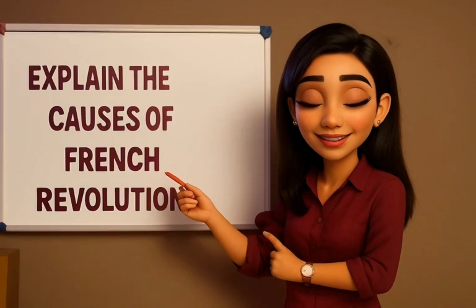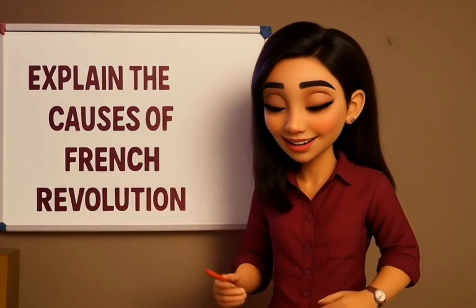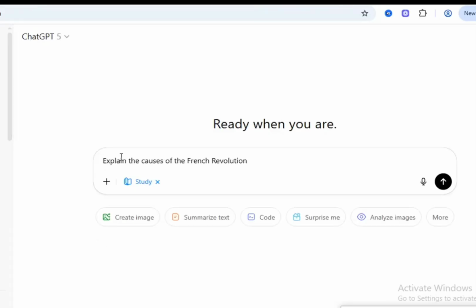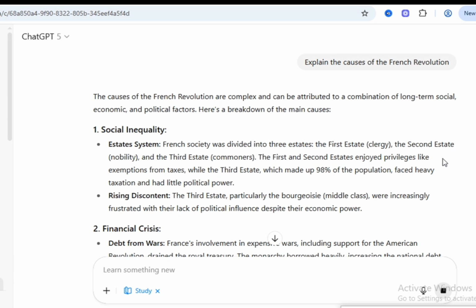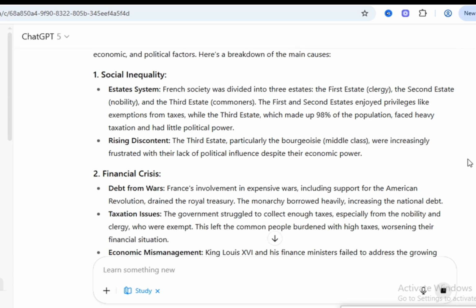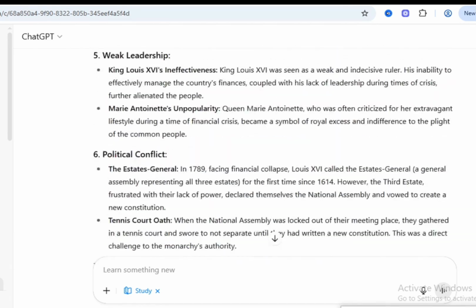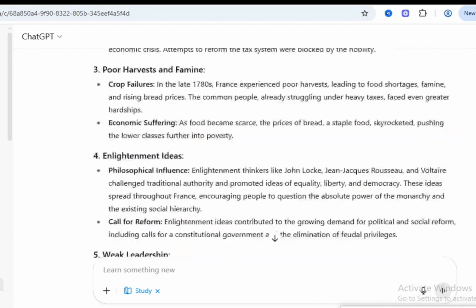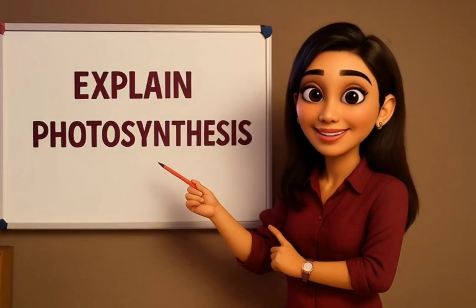Now, let's give it the example of history and see how it deals with the French Revolution. Studying the French Revolution can be pretty overwhelming, but let's see how study mode makes it easier. I'll ask ChatGPT to explain the causes in simple terms. ChatGPT gives us a clear list: economic problems, social inequality, and the influence of Enlightenment ideas. It even adds a little context to each cause, so you really understand why it happened instead of memorizing long paragraphs, getting to the heart of the issue.